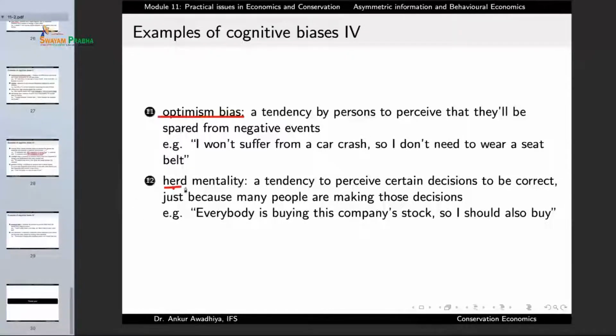Herd mentality, a tendency to perceive certain decisions to be correct just because many people are making those decisions. So everybody is buying this company's stock, so I should also buy. Everybody is buying car of this particular make, so I should also buy.